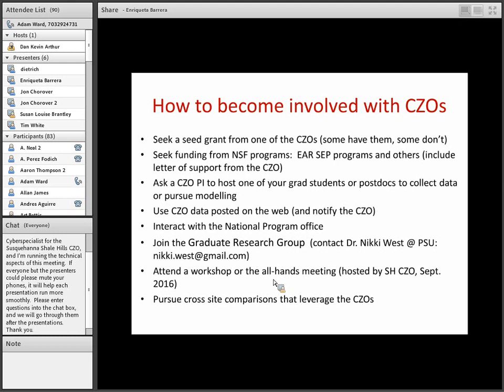In fact, in the past 4 years, this program has provided about $2.5 million for projects at CZOs for researchers that are, in fact, outside of the CZO program. So this is a very good source.